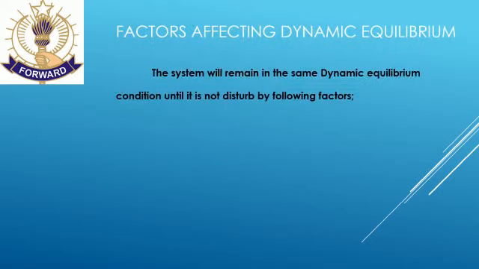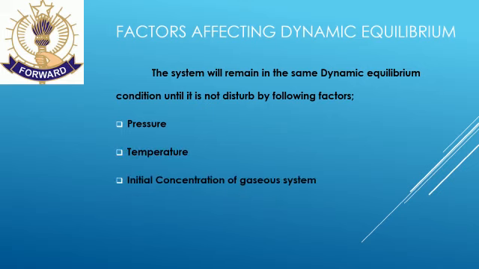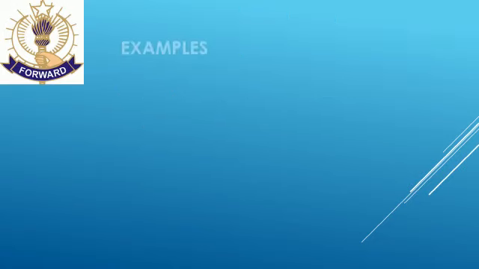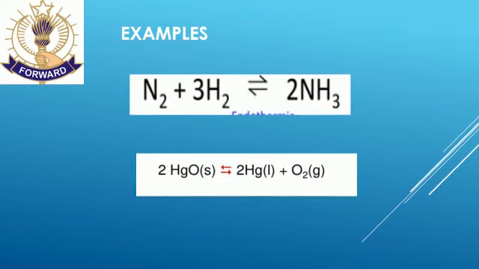Now, what are the factors which affect the dynamic equilibrium? Following are the factors: pressure, temperature, and initial concentration of gaseous reactants and products. If we do not disturb these conditions, the system will remain in equilibrium, but if we disturb the conditions, then definitely equilibrium will be disturbed and the reaction will move in either the forward or reverse direction to regain the equilibrium. Here are examples. Nitrogen, when it reacts with hydrogen, will give you ammonia. Similarly, mercury oxide decomposes into mercury and oxygen.